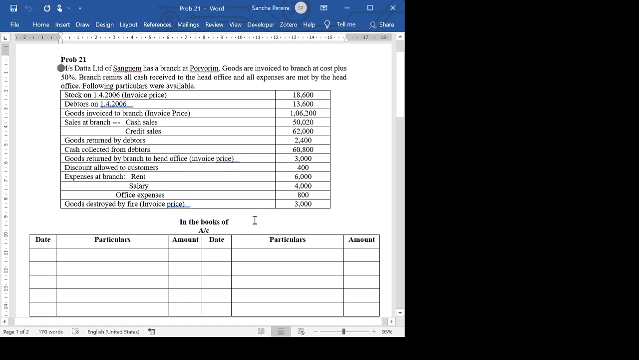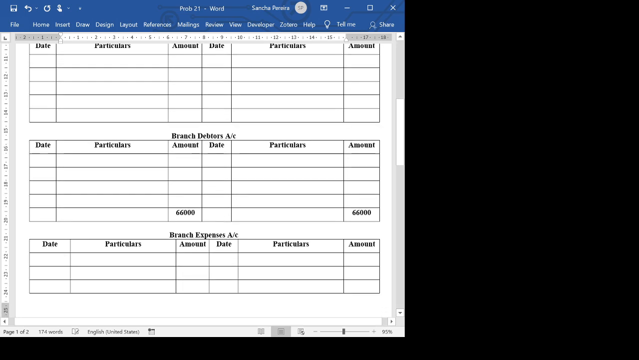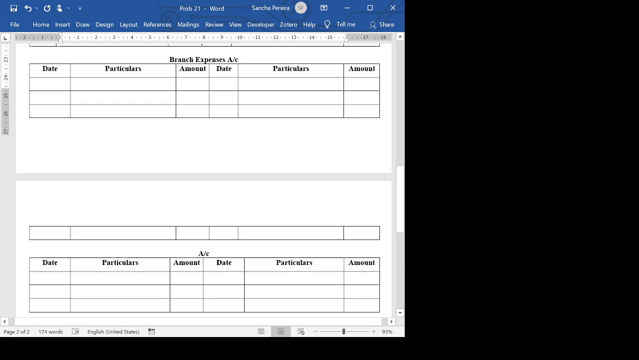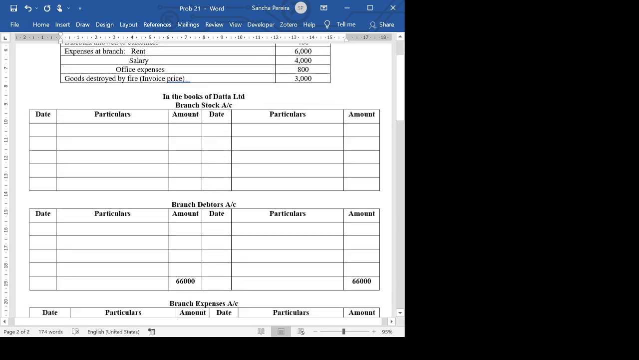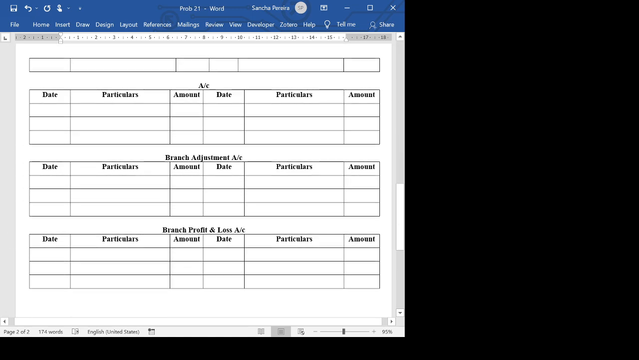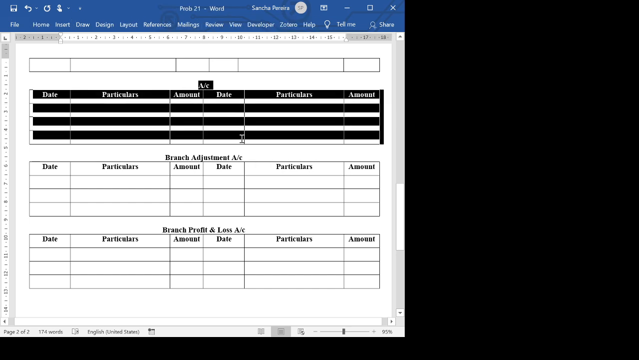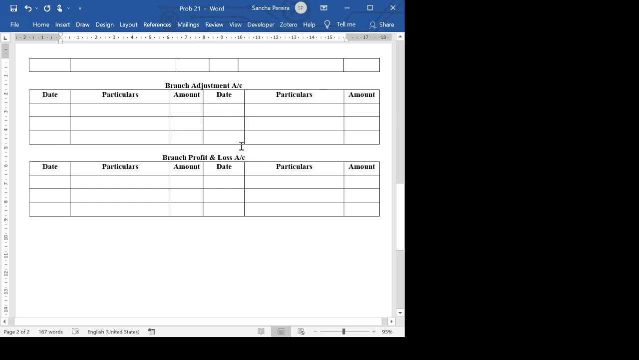In the books of Datta Limited. Sangye has a branch at Porpuri, so we need the branch stock account. Then we have the branch debtors and branch expenses. We don't need petty cash, because there's nothing given with regard to petty cash, so I'm not going to delete this. Then the branch adjustment account and the branch profit and loss account.